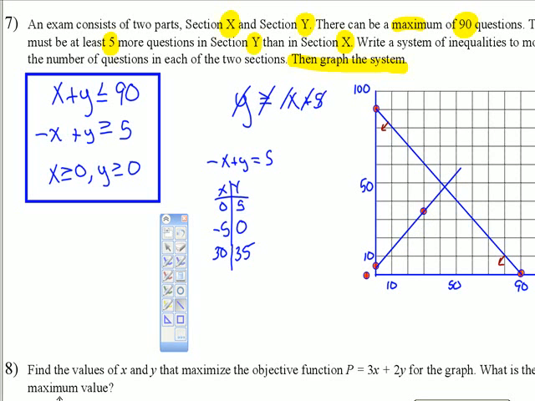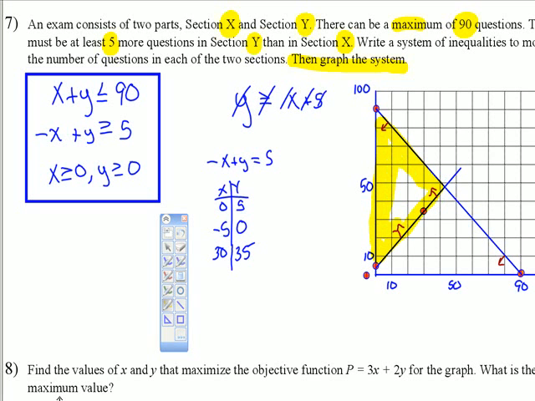Which side do I want to shade here? Let's pick a point that's not on the line, like 0, 50. For sure 0, 50 is not on the line, and put it in. 0 for x, 50 for y. Is 50 greater than or equal to 5? True or false? That's very true. So we're shading on that side, which gives us shaded area in this triangular region here, because we're forced to the first quadrant by those last two constraints.